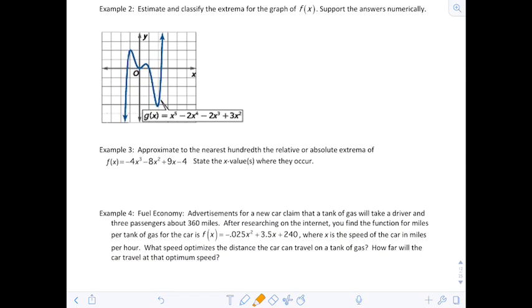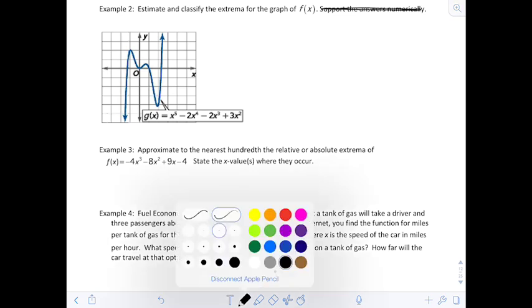Okay, example 2, estimate and classify the extrema for the graph of f of x. And again, let's cross out support the answers numerically. We're not going to worry about that. Okay, so we have a function which is to the 5th degree. So we have some peaks and some valleys. So let's go ahead and classify those and estimate those. You can use a graphing calculator if you would like, but for this first one, we're just going to estimate.